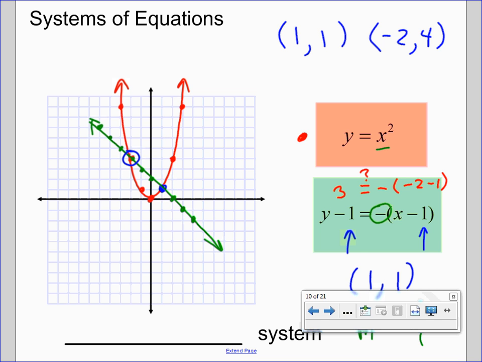Negative 2 minus 1 is negative 3. The opposite of negative 3 is positive 3. And so both of these satisfy each equation in the system. Therefore, they're both solutions to the system. That's pretty sweet. Let's take a look at another.